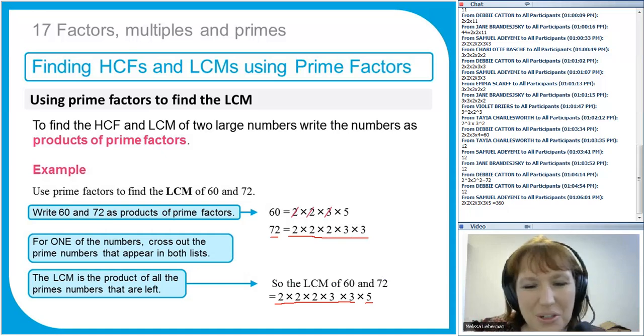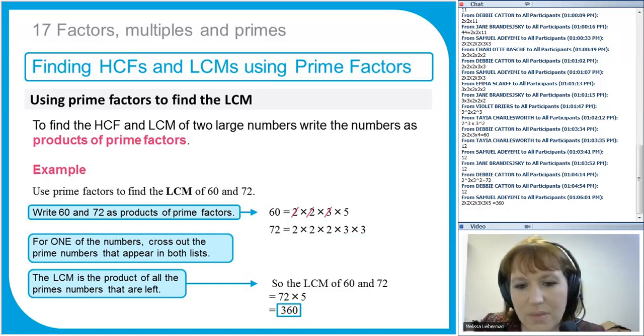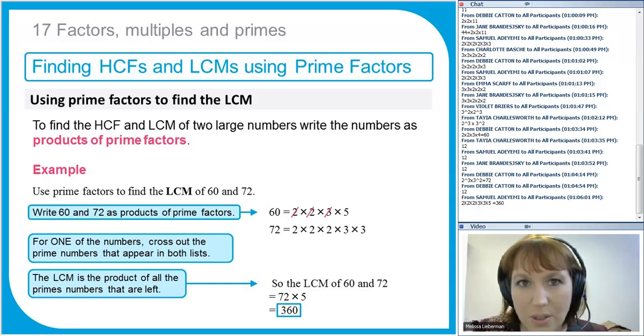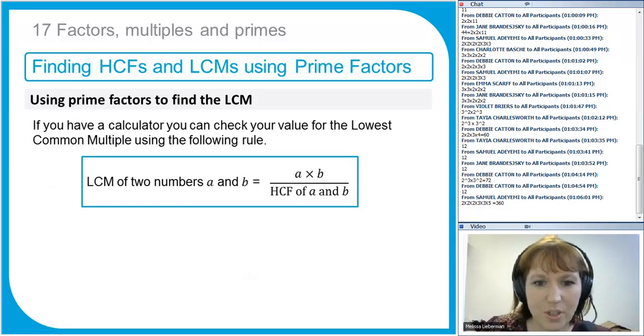So actually all I have to do is 72 times 5, and that will give me the answer, 360. Now these questions often appear on non-calculator papers, but I'm going to show you a method that you can use to work out the lowest common multiple, just because this is kind of tricky using a calculator, but you need a formula to do it.